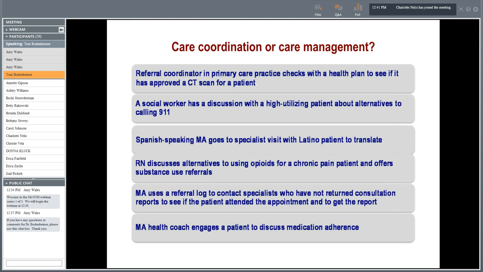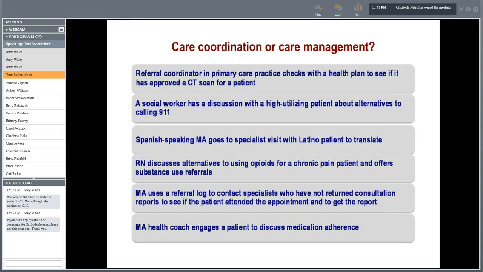A Spanish-speaking medical assistant goes to a specialist visit with a Latino patient to translate. Management or care coordination? Care coordination. Good. That is like making sure that people can navigate the healthcare system outside of the primary care practice in a way that works for them.